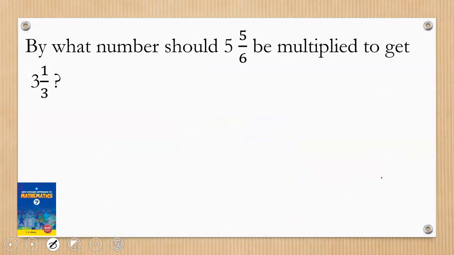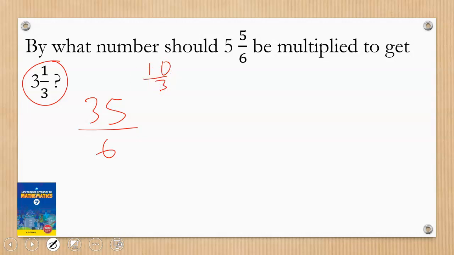By what number should 5 5/6 be multiplied to get 3 1/3? Okay, so by what number can we multiply? Let me change that one straight away to an improper fraction. So 5 times 6 is 30, plus 5, 35, divided by 6. Then we change 3 1/3 to 3 times 3 is 9, plus 1, 10, divided by 3.